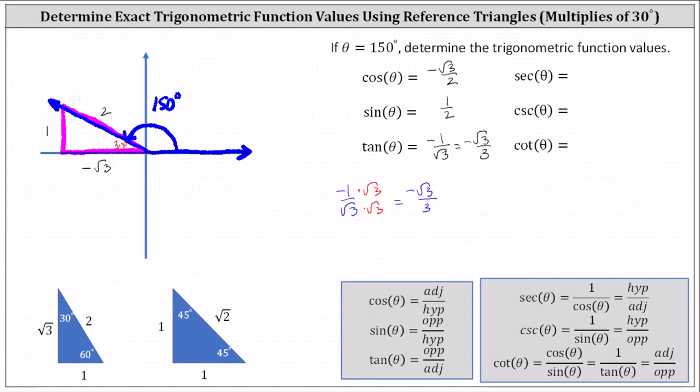The secant function value equals the reciprocal of the cosine function value, or using the reference triangle, the ratio of the hypotenuse to the adjacent side, which either way gives us 2 divided by negative square root 3, or negative 2 divided by square root 3. Again, let's go ahead and rationalize the denominator. This gives us negative 2 square root 3 divided by 3.